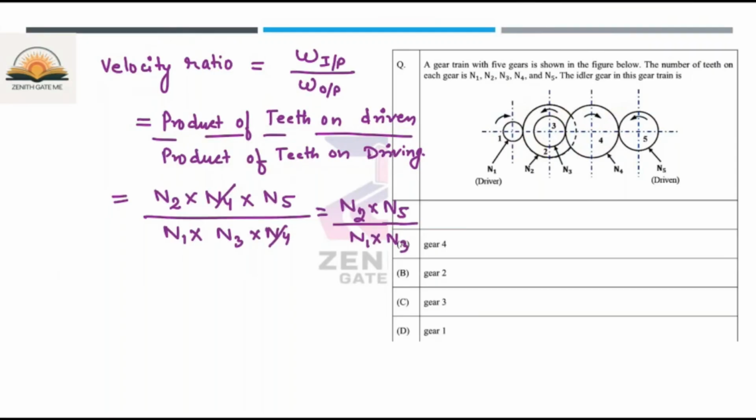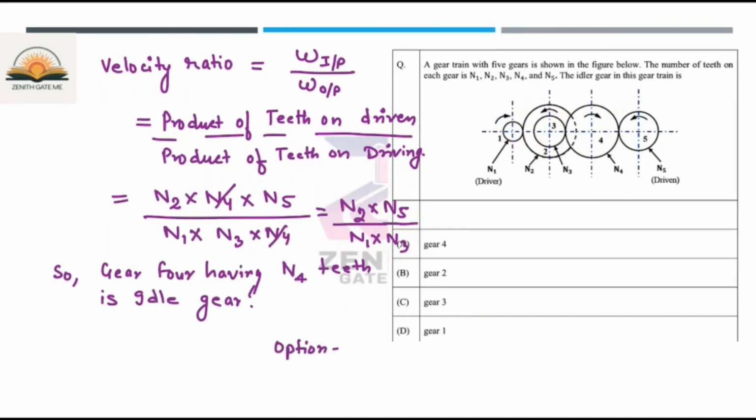That means in the velocity ratio, the number of teeth on the second gear, the fifth gear, the first gear, and the third gear is present, but the number of teeth on the fourth gear is not there. That means the fourth gear is an idle gear. So we can say the gear 4 having N4 teeth is the idle gear. That means option A is the correct answer. This is the 1 mark question which was asked in the GATE 2026 mechanical paper.